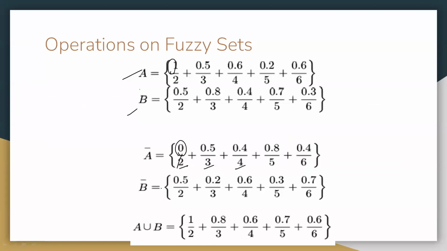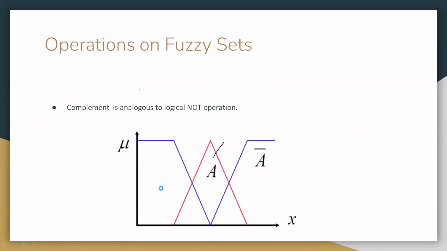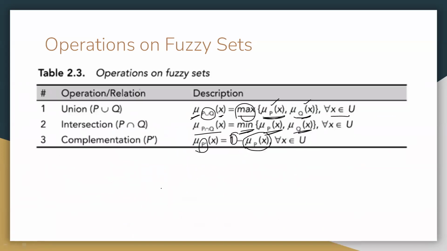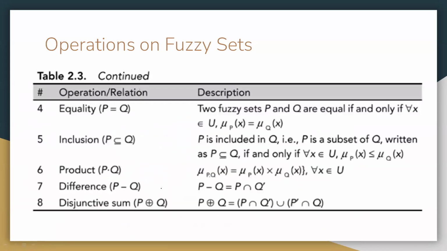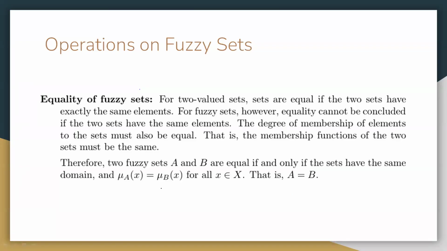Then A union B is also shown, and so on. Now coming to the rest of the operations, we learned the first three. Next are equality, inclusion, product, difference and disjunctive sum. We'll see what these are.